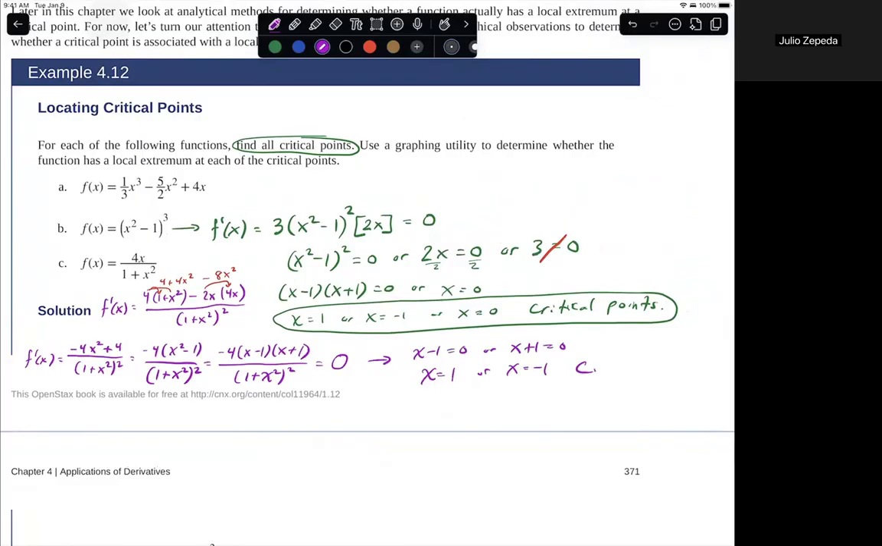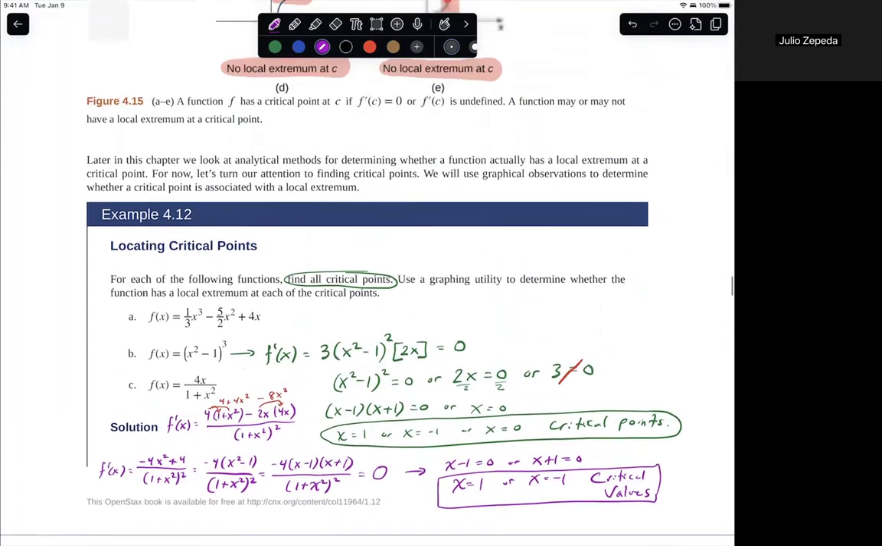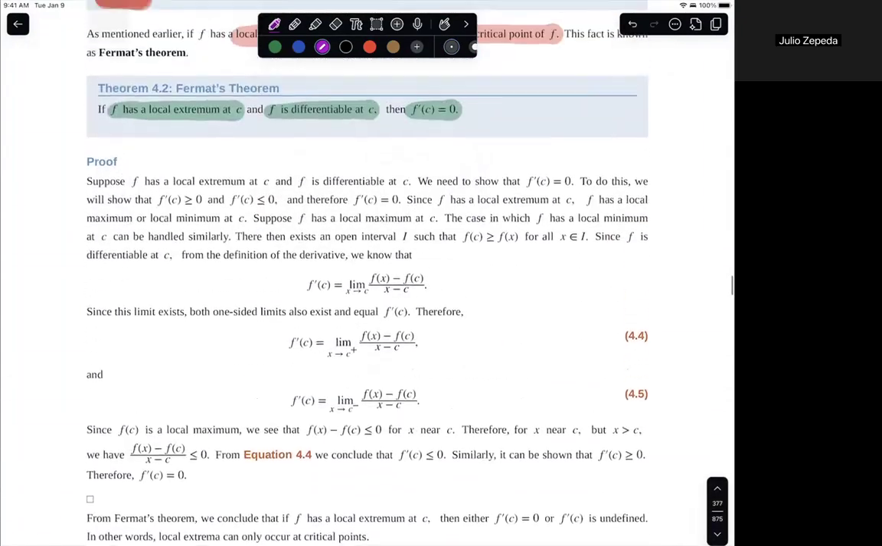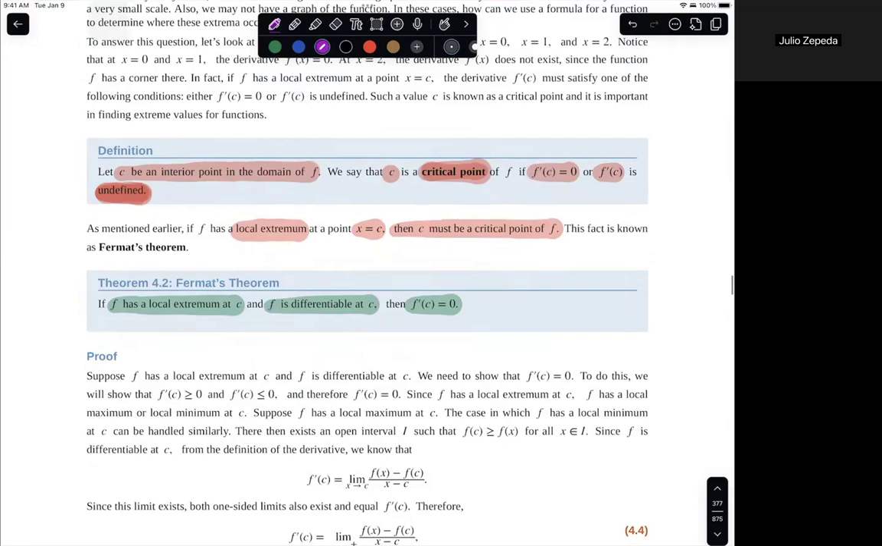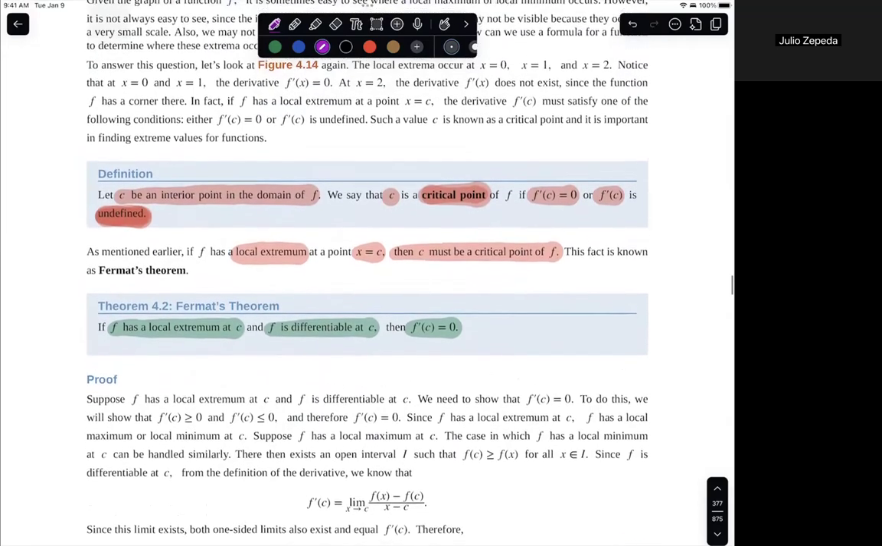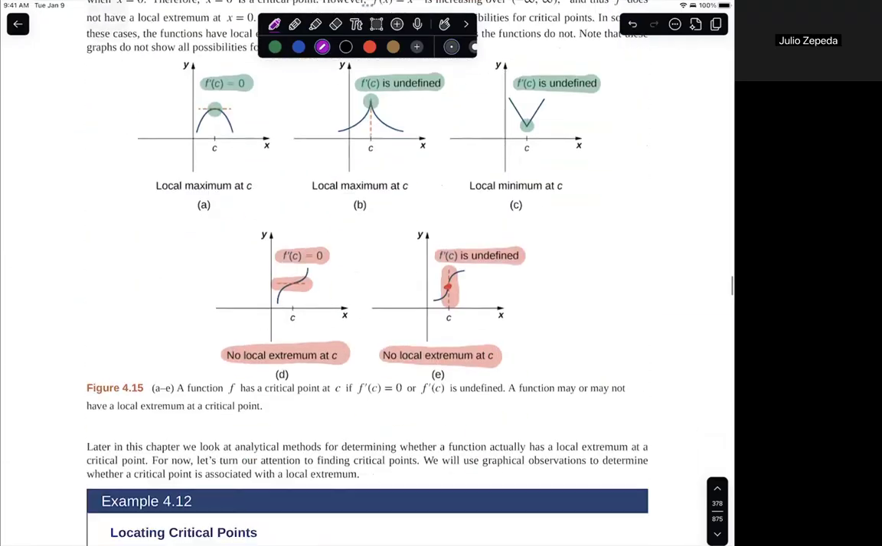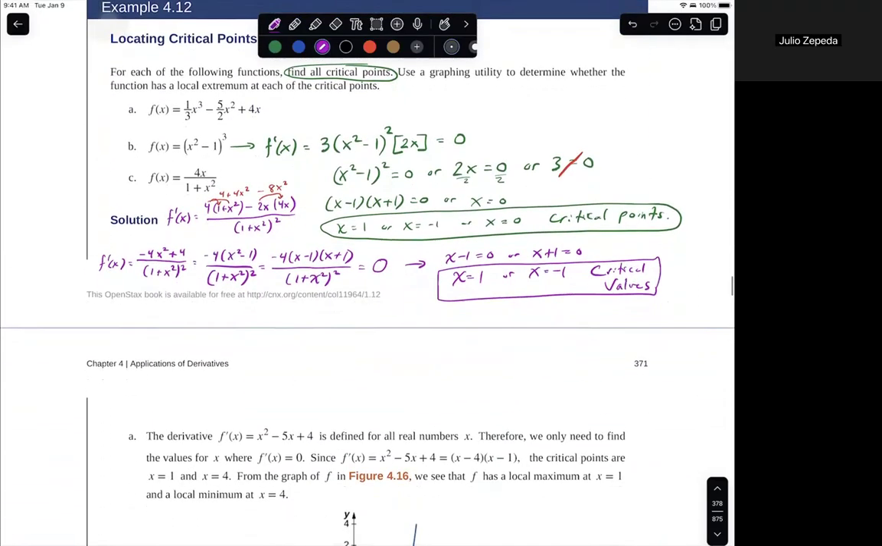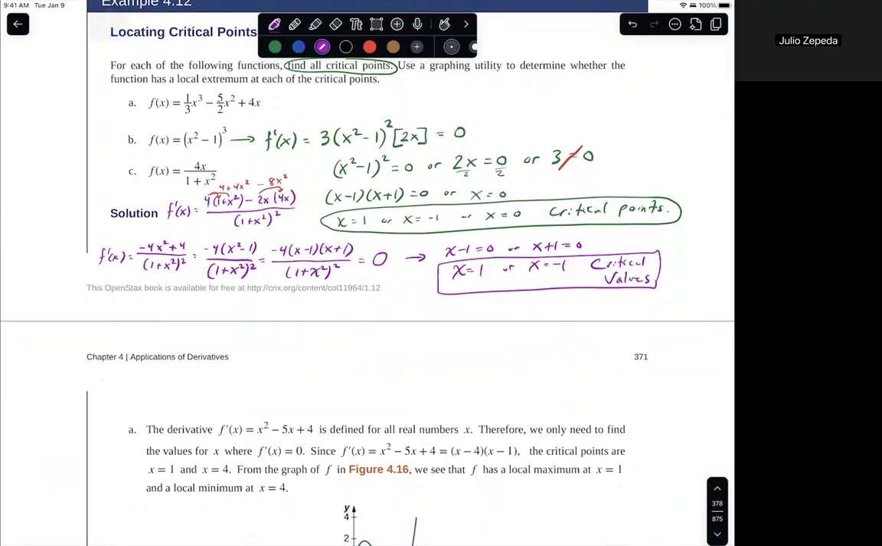And they were called critical. When I took this class, they were called critical values, but critical points, you can call them that too. Okay, so at plus or minus 1, do we have local maxes or mins?